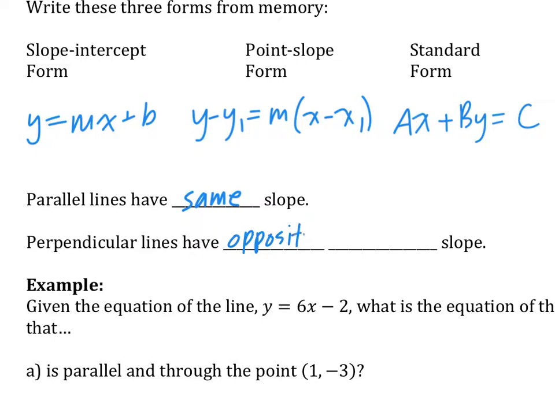What does opposite mean? Good. Opposite means negative. So some people say negative reciprocal. Reciprocal, so for example, if I have 2/3, what is the reciprocal? 3/2. Okay, 3/2 is the reciprocal. If we are making it opposite, then we make it negative.